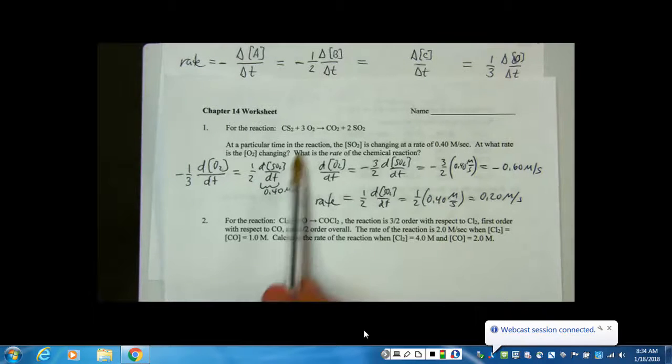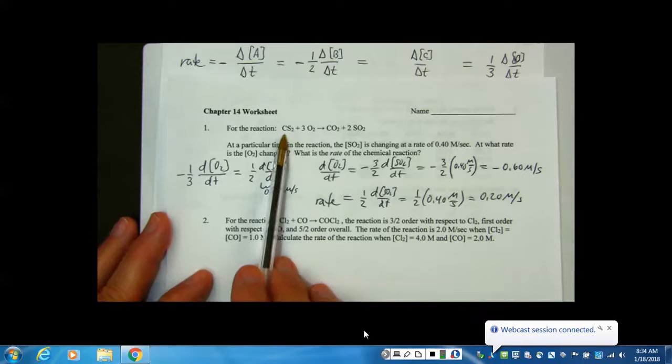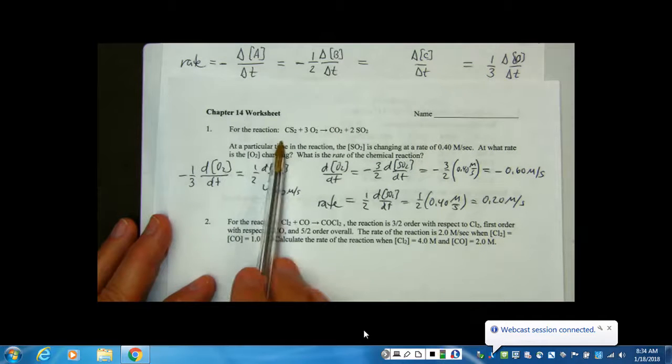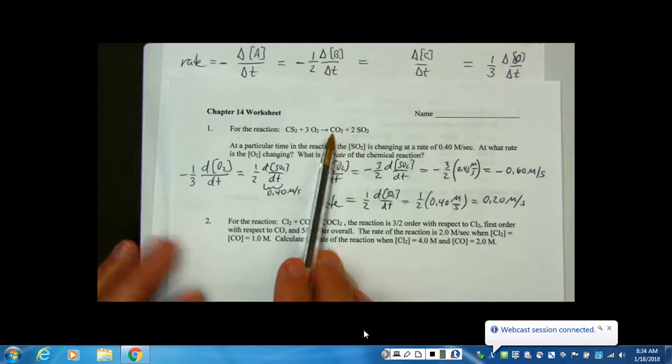If I looked at the carbon disulfide, what would I get for the rate of carbon disulfide? Minus 0.2, that is correct. Minus 0.2 moles per liter per second. And the carbon dioxide is positive 0.2 moles per liter per second.